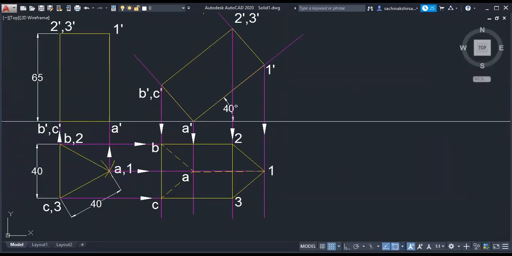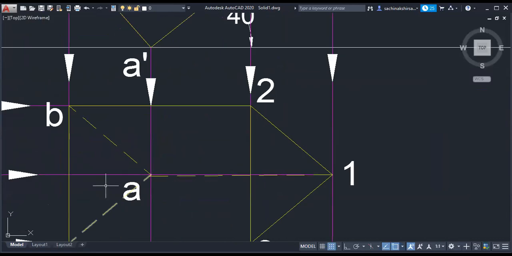So it will be like this. Okay. There is a mistake.